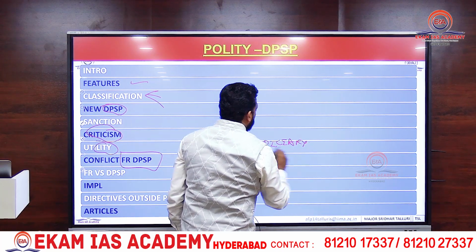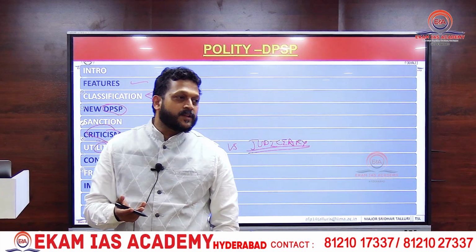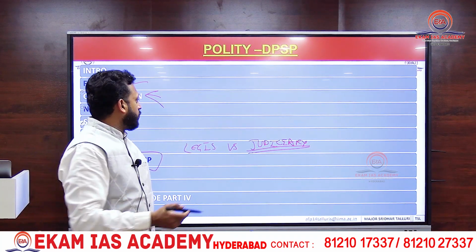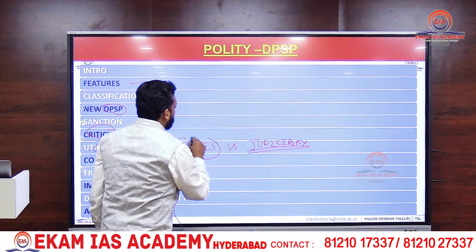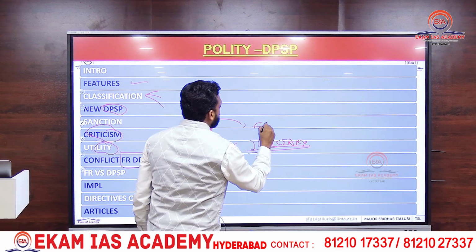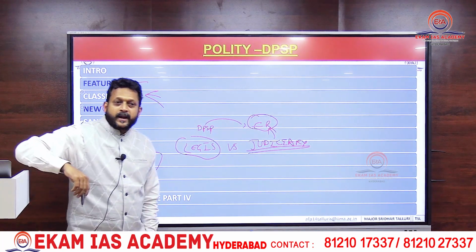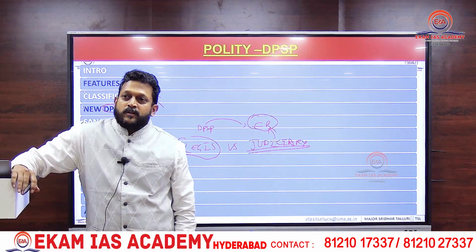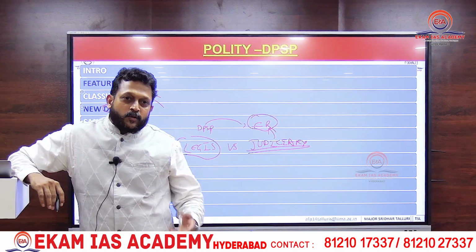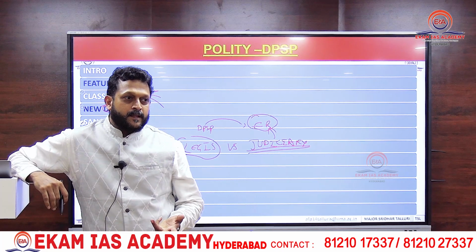custodian of the constitution and, as per article 32, guarantor of the fundamental rights. So if legislature, in the name of DPSP, is trying to encroach fundamental rights, then as a guarantor of the fundamental rights, it needs to protect them for the individual. So if you are taking out the fundamental right, then how can you say it is a welfare state?